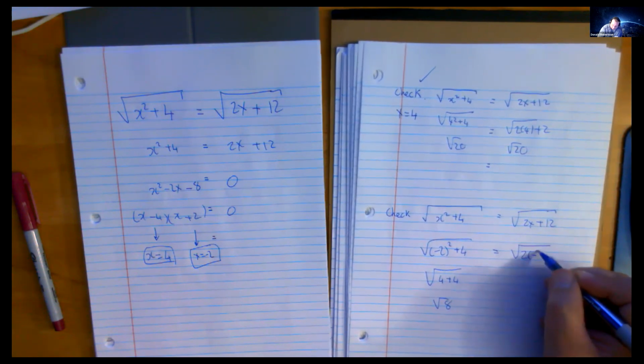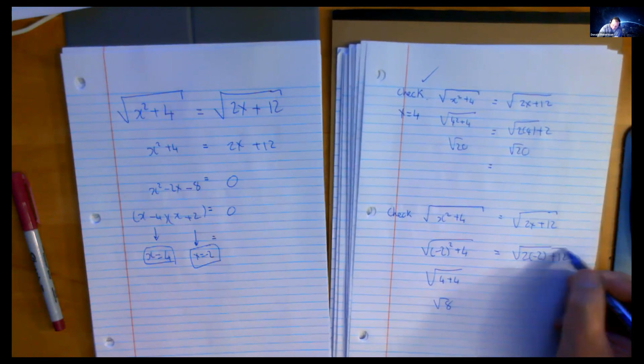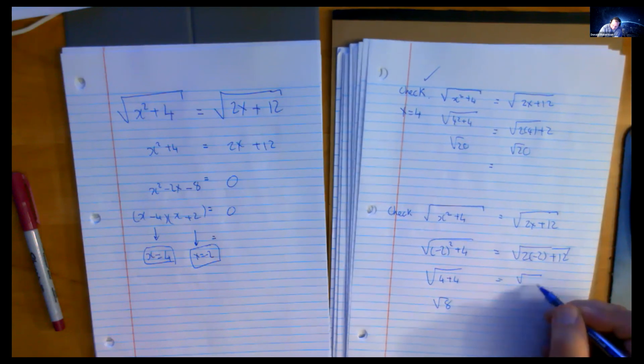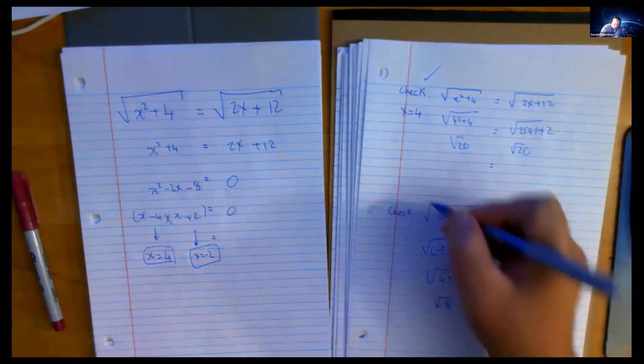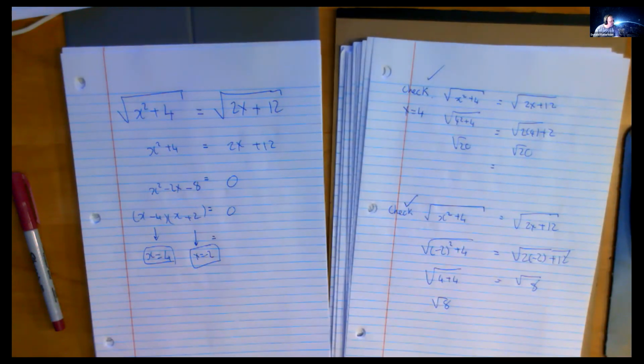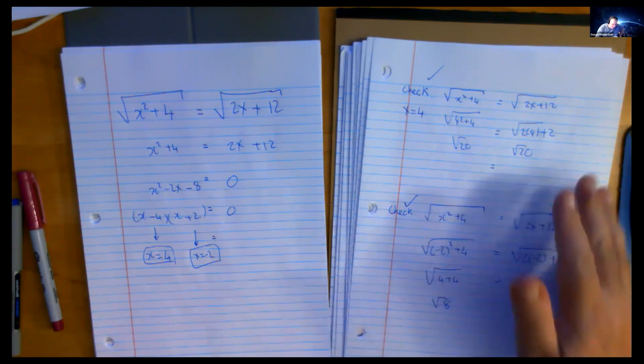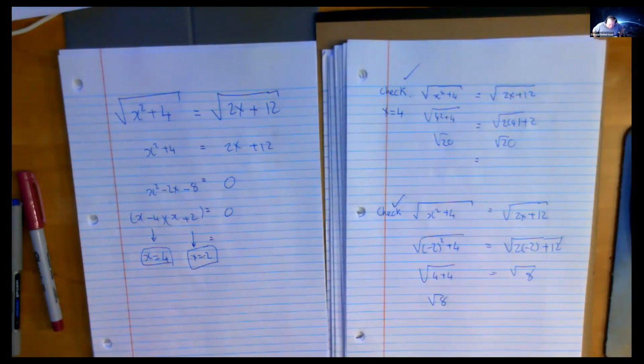2 times -2 add 12. Oh, square root of 8. Both of them work. So I could have, I guess, if I tried hard enough, I knew the solutions were coming out nice. But what I didn't know is if any of them were phantom or not. You kind of really don't know until you check.